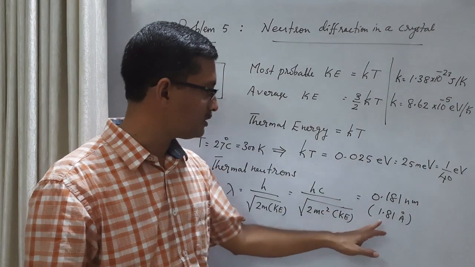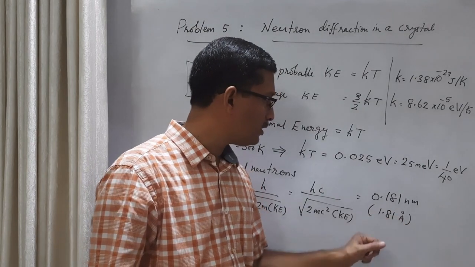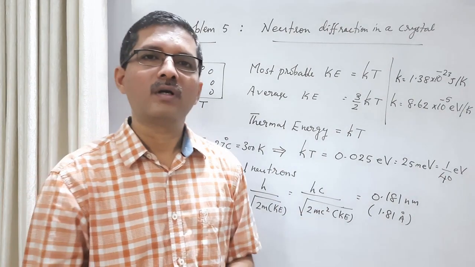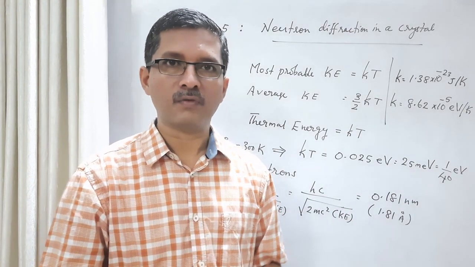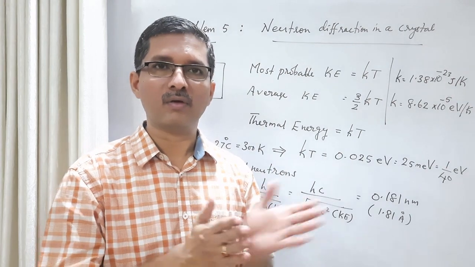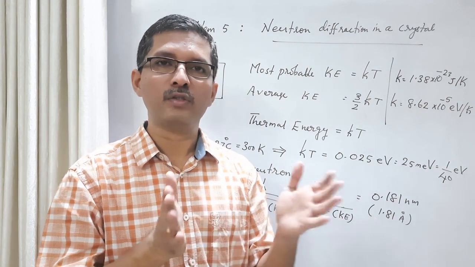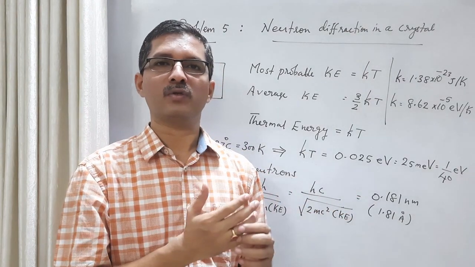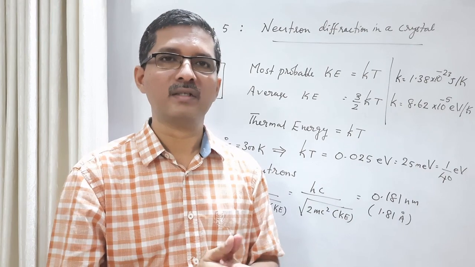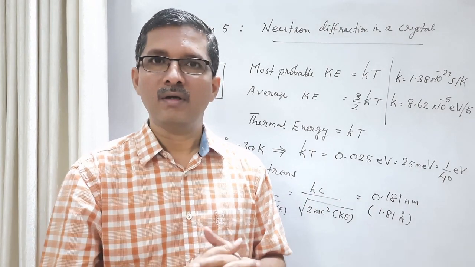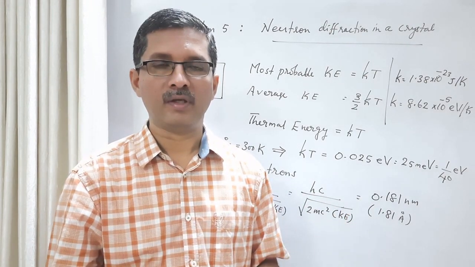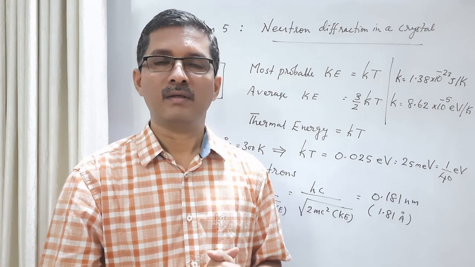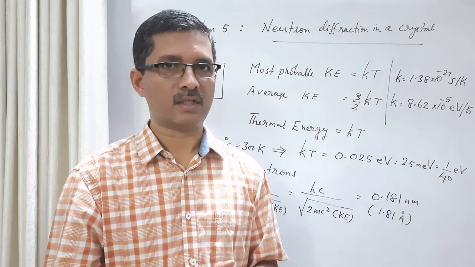So definitely you can see that this value, 0.181 nanometer or 1.81 angstrom, is of the order of the interatomic spacing in many crystals. For example, we have seen that in rock salt, sodium chloride crystal, the interatomic spacing is 0.282 nanometer. So a beam of thermal neutrons can be used for diffraction in suitable crystals with suitable interatomic spacing. As we have mentioned, neutron diffraction is a common technique to study crystal structure.